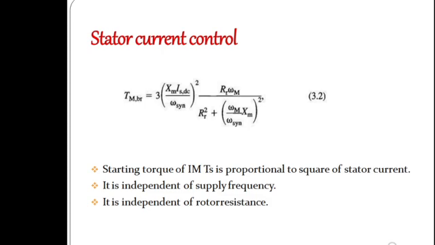So what is the stator current control method? The starting torque of the induction motor (IM is the short form of induction motor) is T equal to 3 by omega synchronous into X_M square I_SDC. The torque is proportional to the square of the stator current. It is independent of supply frequency. It is independent of rotor resistance.